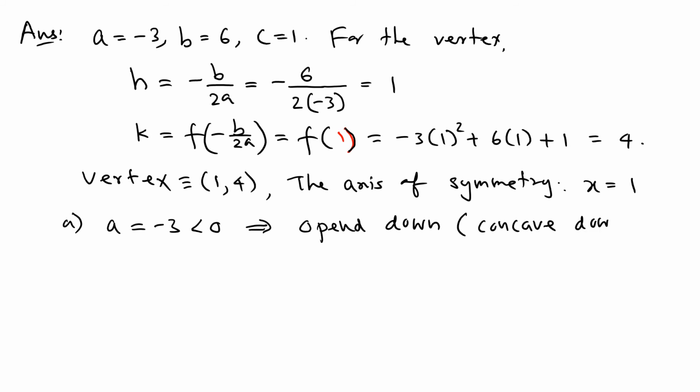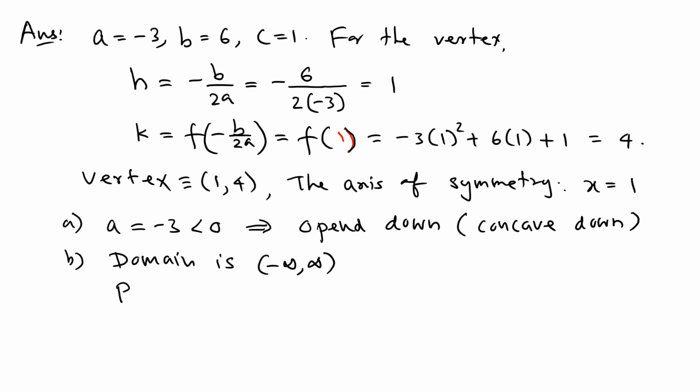Concave down. So you can use one of those words. Concave down is a technical term actually. And then part B. Part B is asking what is the domain. So you can see in this case the domain is simply all real numbers because this is a polynomial.